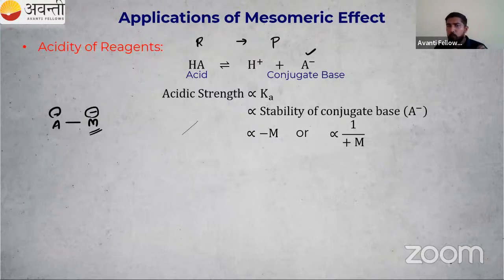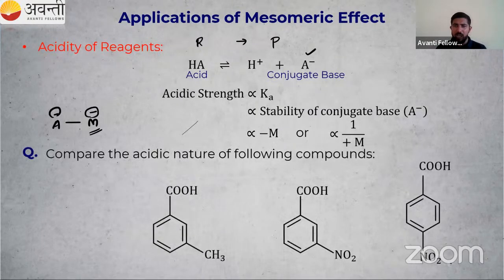What is happening here? Acidic strength is proportional to Ka. So minus M is proportional to acidic strength. Then plus M effect is inversely proportional to acidic strength. To get more clarity, we have to go for some examples, so we will discuss some examples.